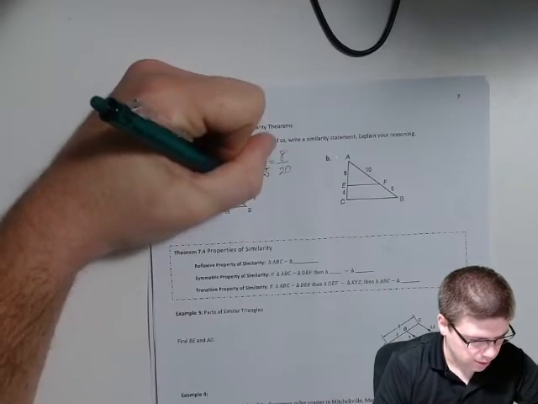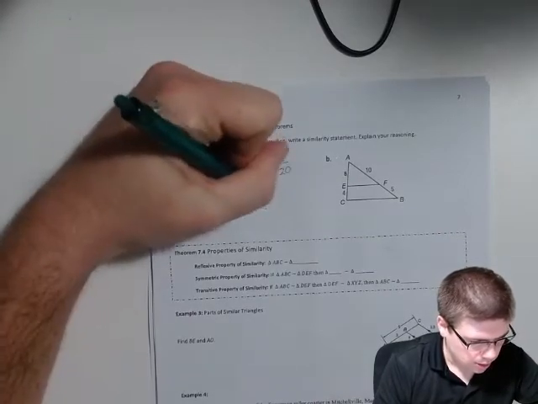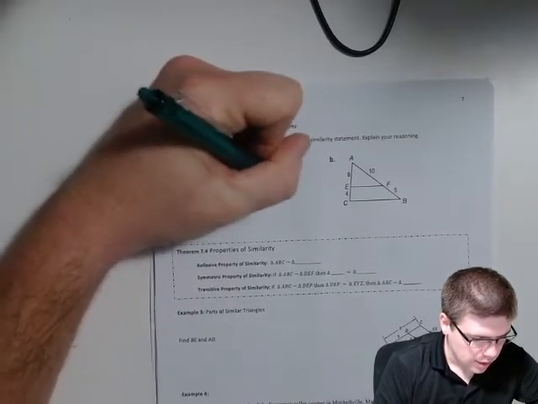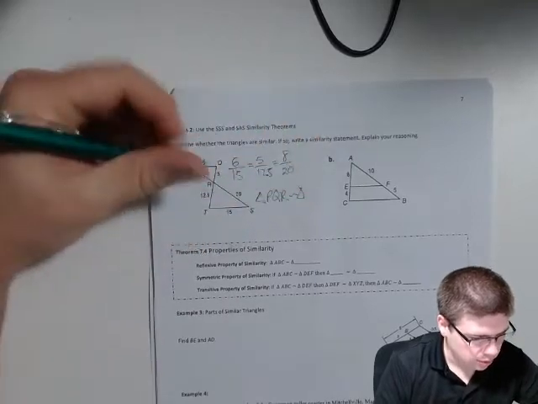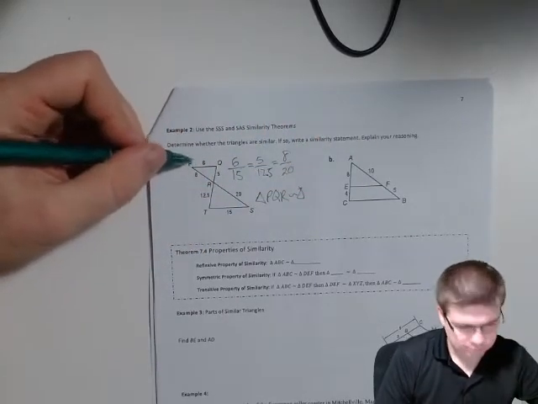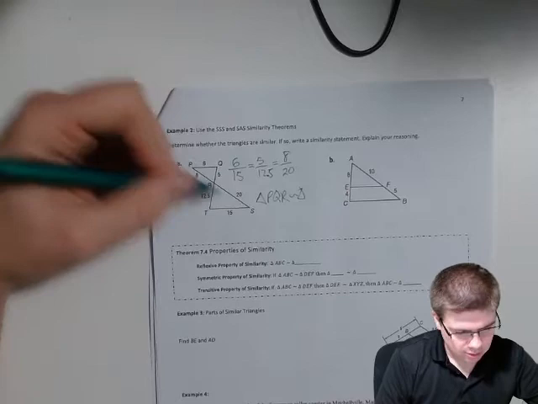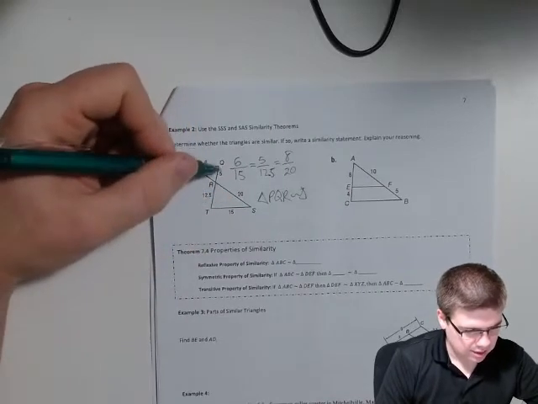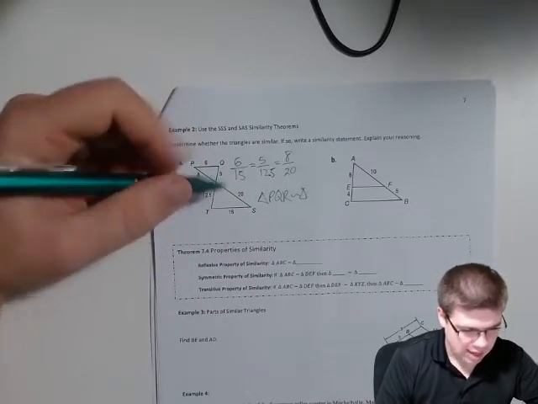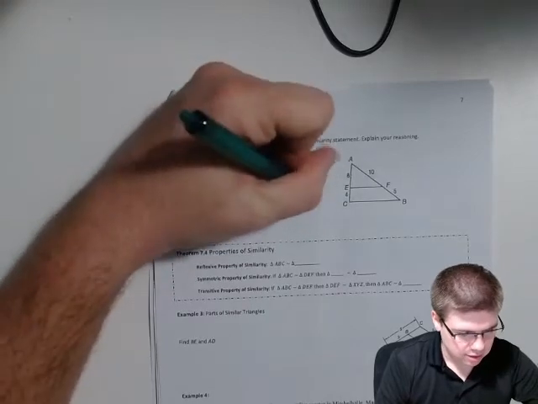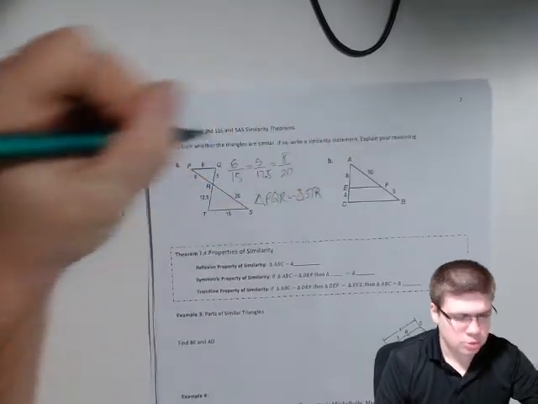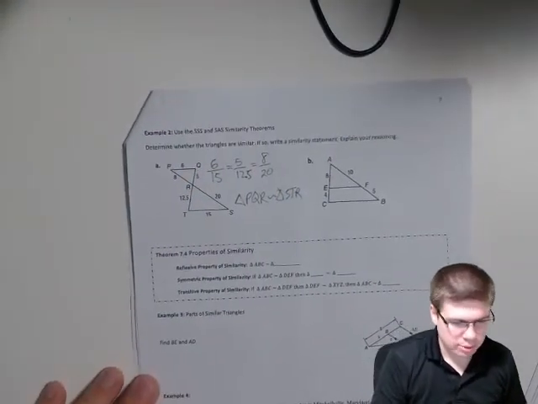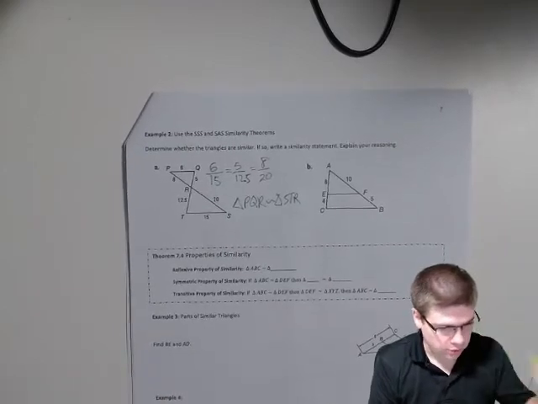I'll do triangle PQR is similar to triangle, and so PQ corresponds to ST, and then QR goes with that, so it's going to be STR. Make sure you get those corresponding parts lined up, the parts that are proportional or the angles that are congruent.